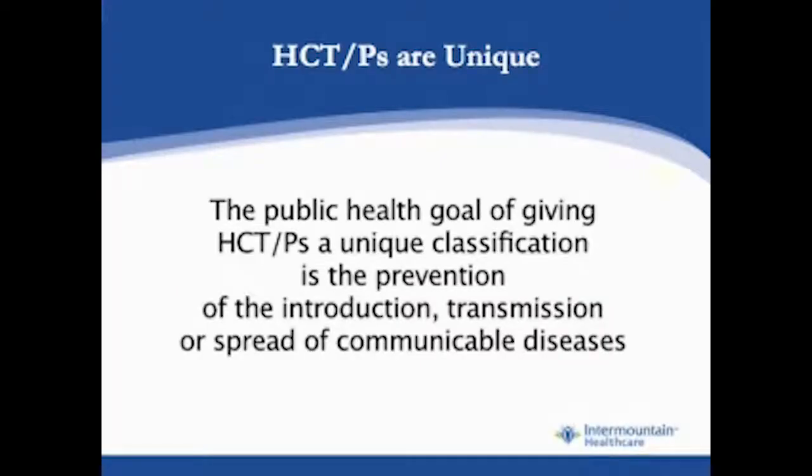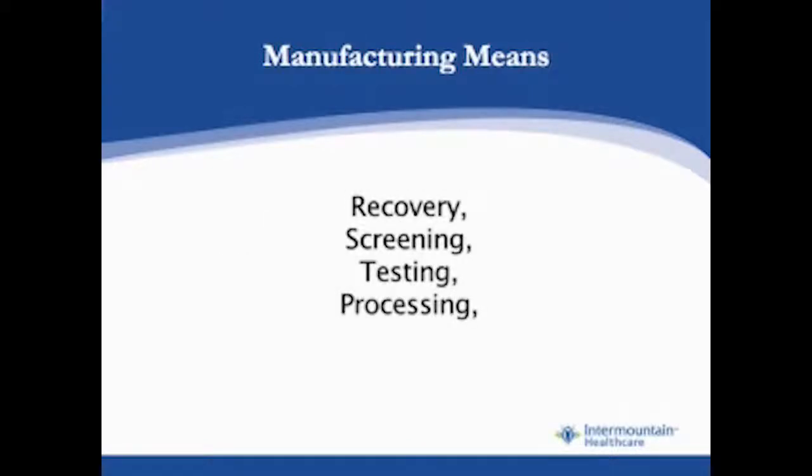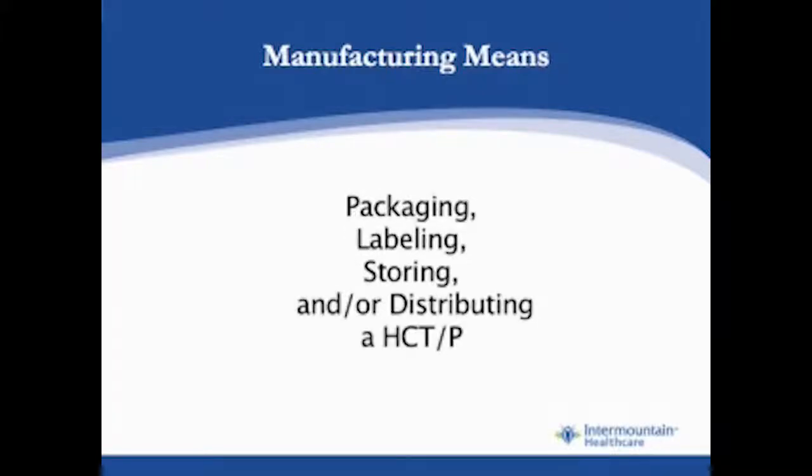The public health goal of FDA regulations and Joint Commission standards is to prevent the introduction, transmission, or spread of communicable diseases. This is unique to this class of biologics and requires diligence by both the vendor and the hospital who accepts the HCTP prior to implant into the patient. The Food and Drug Administration regulatory framework has defined tissue manufacturing as engaging in any of the following steps: recovery, screening, testing, processing, packaging, labeling, storing, or distributing an HCTP.